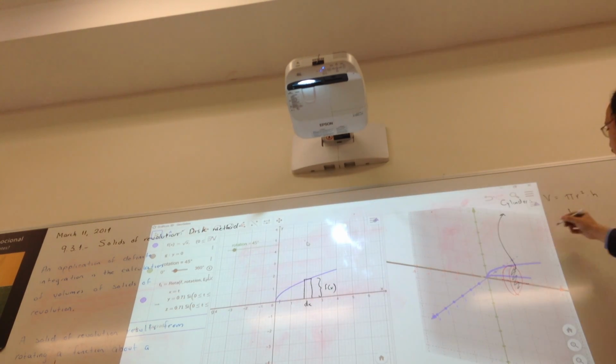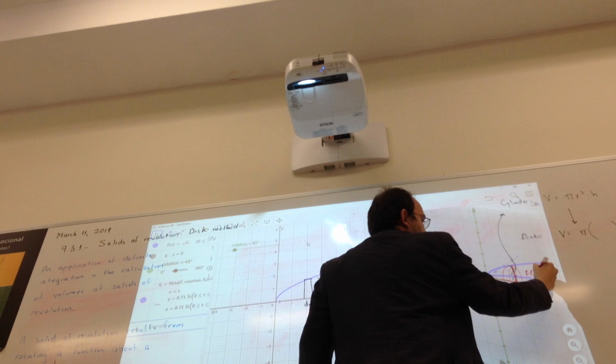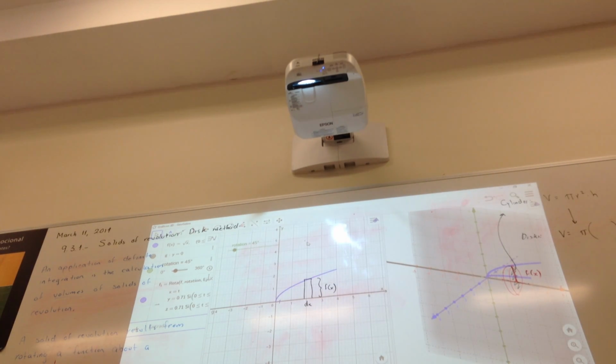So now, by using this, the volume is going to be pi times dx, which is the height, times what? The radius. What's the radius of this? Exactly. This f of x is this f of x. So if I want to put in the formula, it will be f of x to the square. Okay? That's the volume of a single disk.